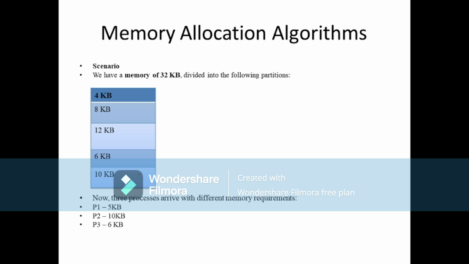There are 5 blocks of memory. The first partition is of 4 KB, the second is of 8 KB, the third partition is of 12 KB, the fourth partition is of 6 KB and the fifth partition is of 10 KB. So these are the different sizes of our partitions. Now let us suppose 3 processes arrive with different memory requirements. The processes are P1, P2 and P3. The size of P1 is 5 KB, the size of P2 is 10 KB and the size of P3 is 6 KB.